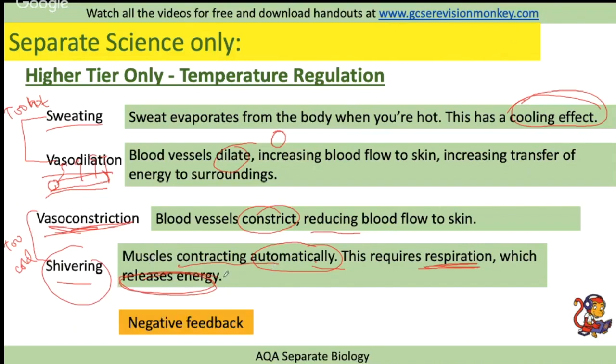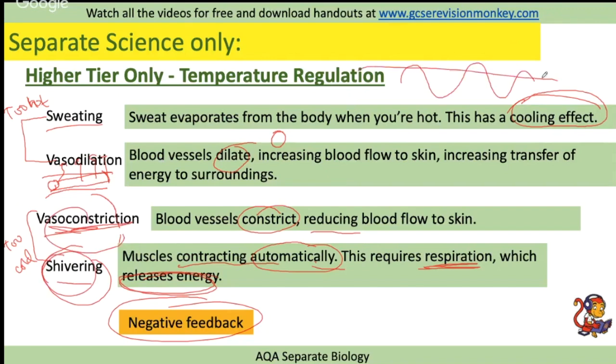This, again, is an example of a negative feedback cycle. So if you're getting too hot, you're going to sweat and vasodilate, but then you might go down to the region where you're a bit too cold, and then you'll shiver and vasoconstrict until you're regulating that body temperature around 37 degrees.